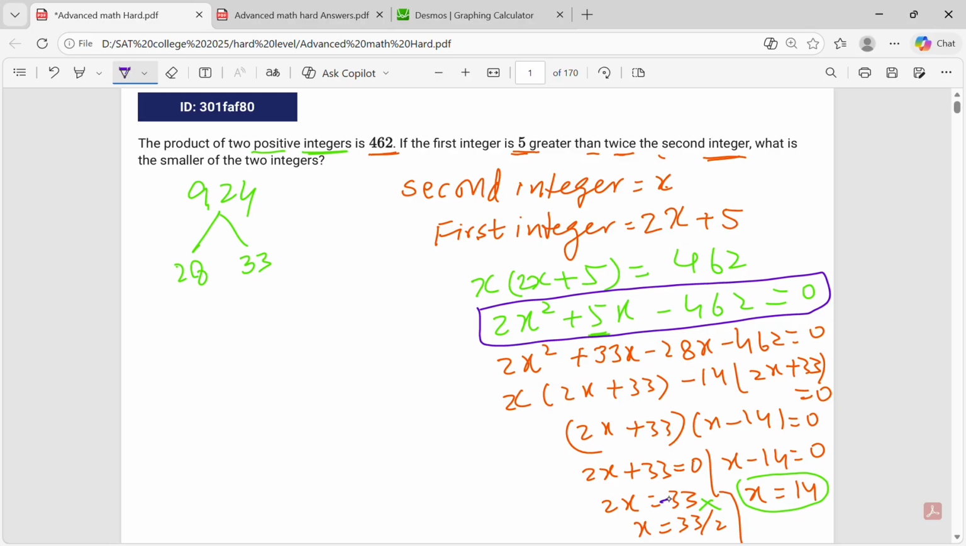Okay, and this number is negative, by the way. Because when you shift 33 to the other side, it will be negative.